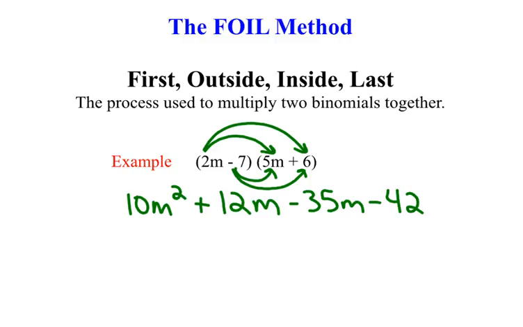The last step is to combine any like terms, which your two middle terms are both m terms, so we can combine those. Do not combine the m squared term with those. So we get negative 23m in the middle, and then minus 42.